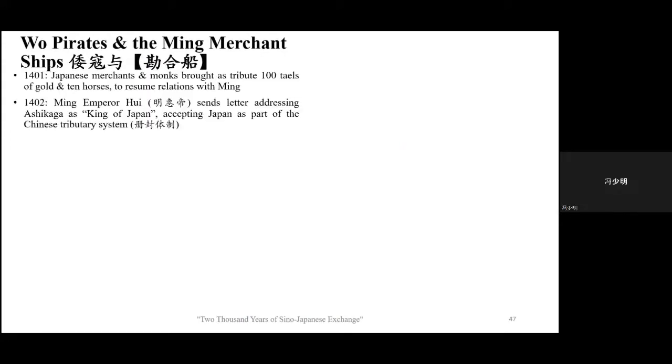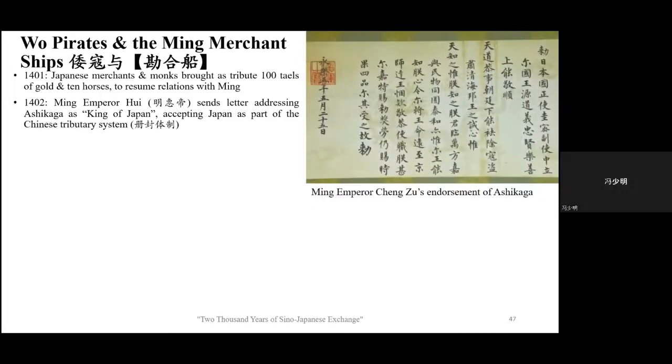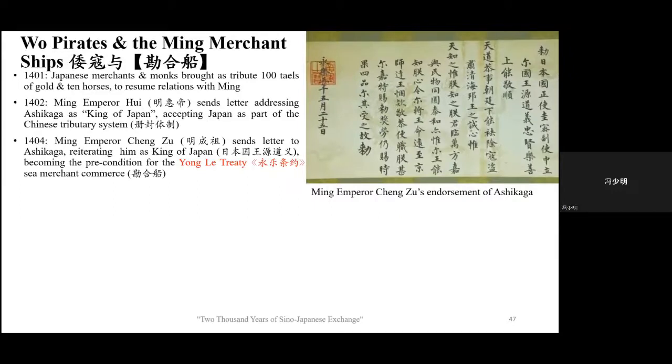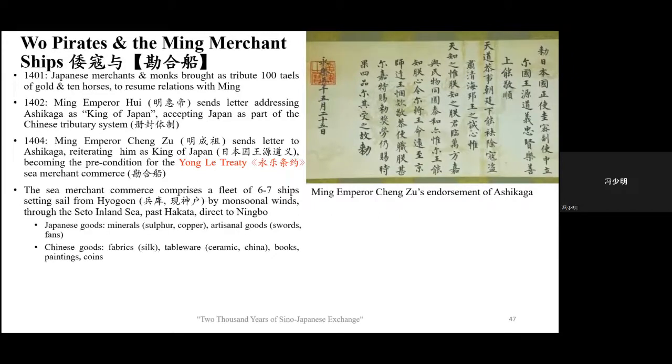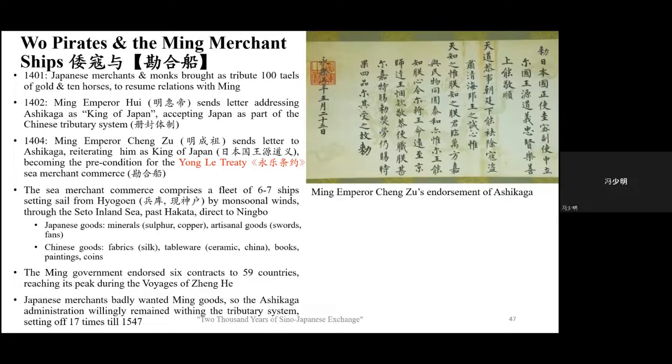So the Japanese merchants started to trade with the Ming in a very uneasy manner, and under the Yongle Treaty, Ming merchant ships were allowed to enter Japan. There was still trade in goods, because the Japanese people still loved to buy Chinese goods. There were more than 59 countries trading with the Ming, especially, we know, Zheng He's Voyages to the Western Seas.